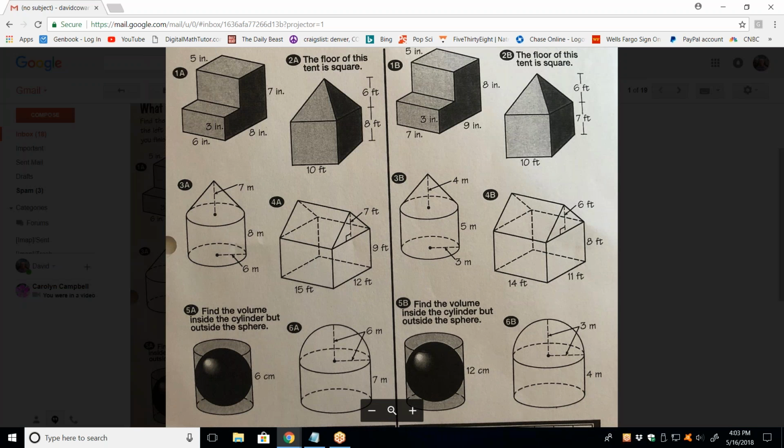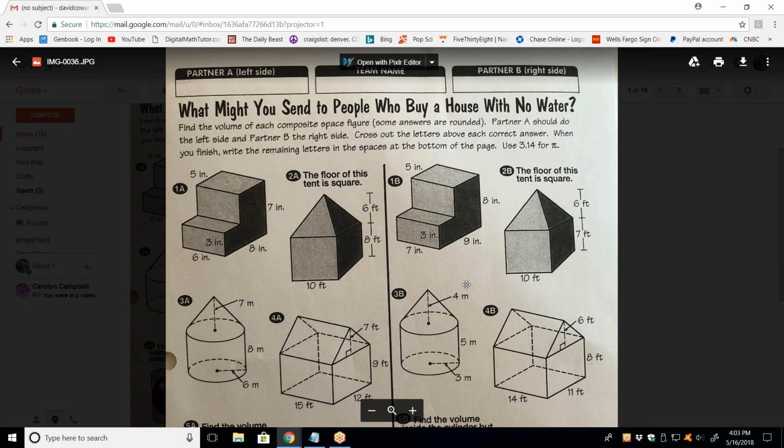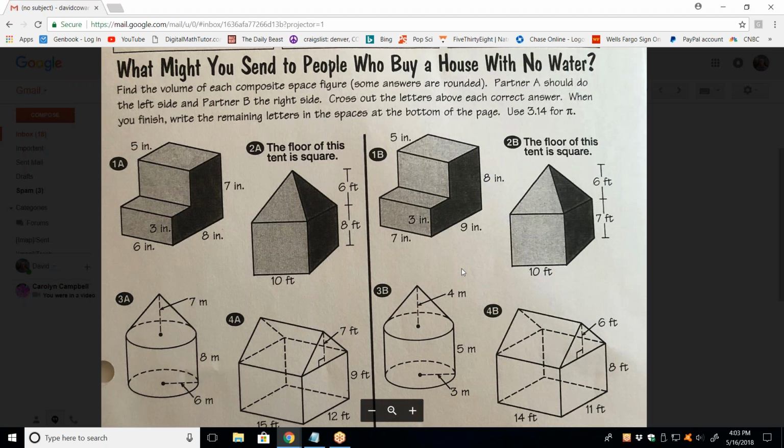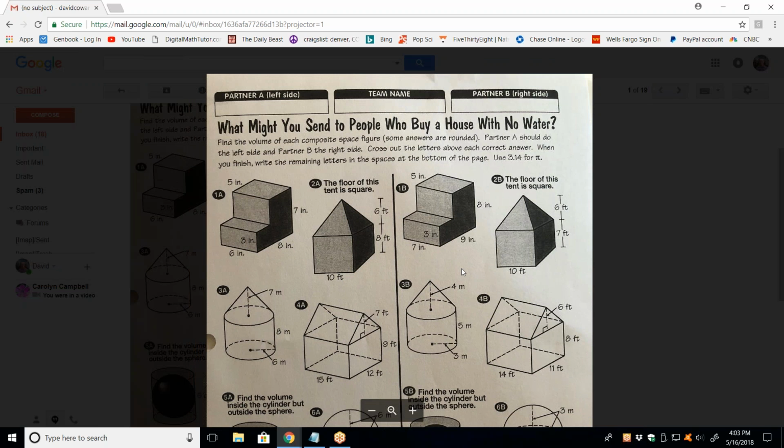Where would you like to begin, Hayden? 1A. Okay. All of it's a little confusing for me. Find the volume of each composite space. By the left side and the right side, they mean 1A and 2A? Or do they mean 1A and 1B? I don't suppose for us it matters.